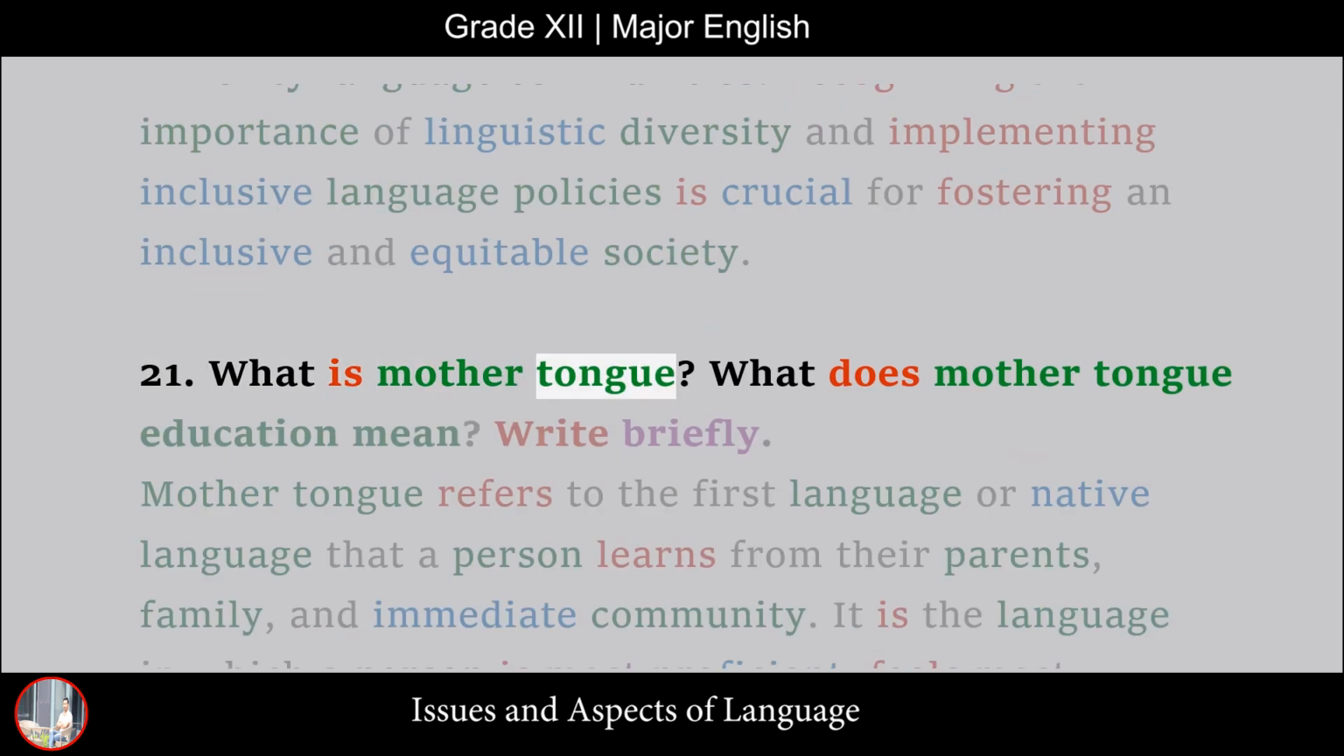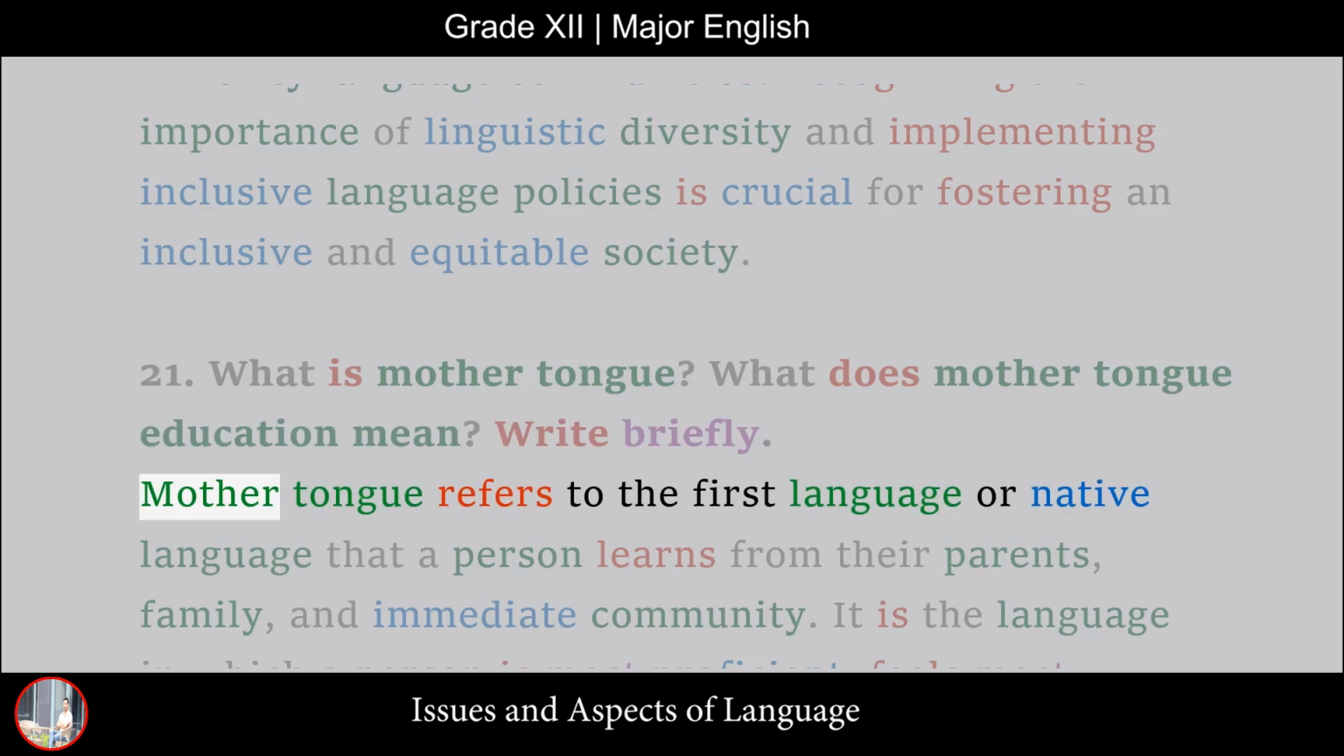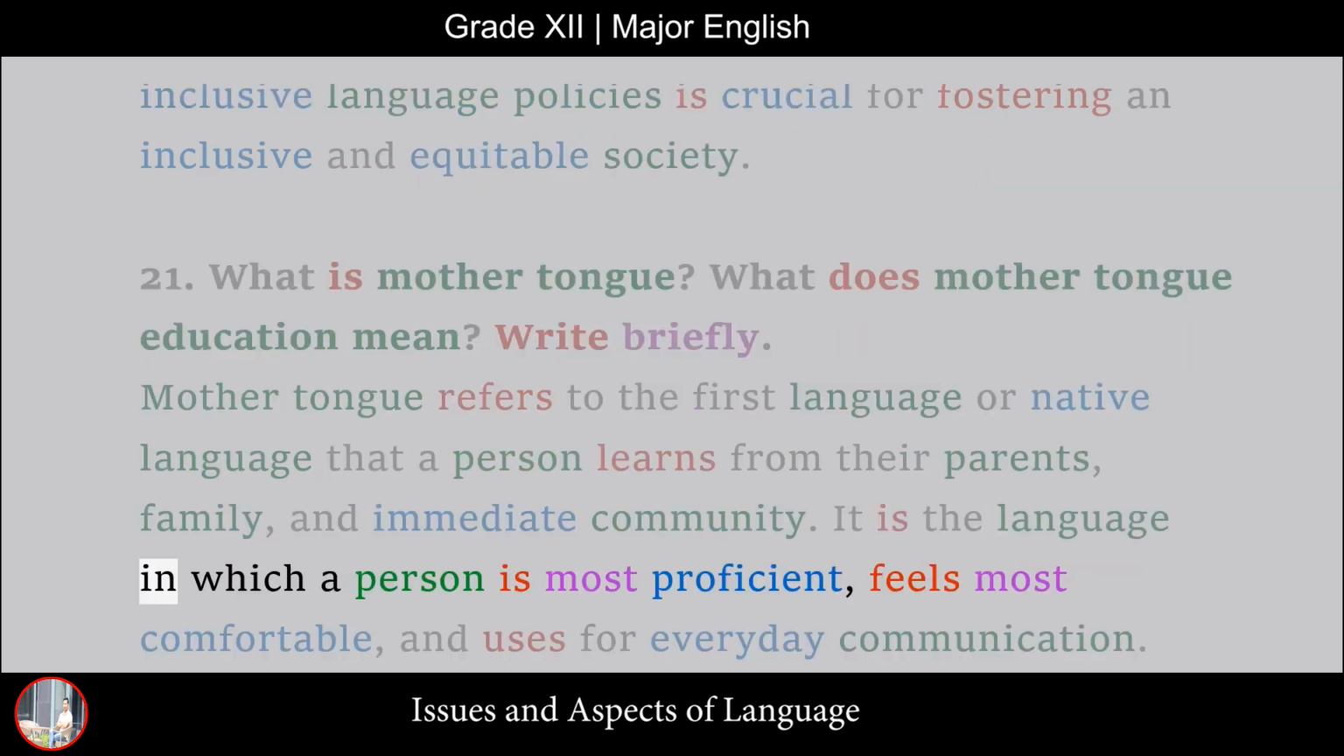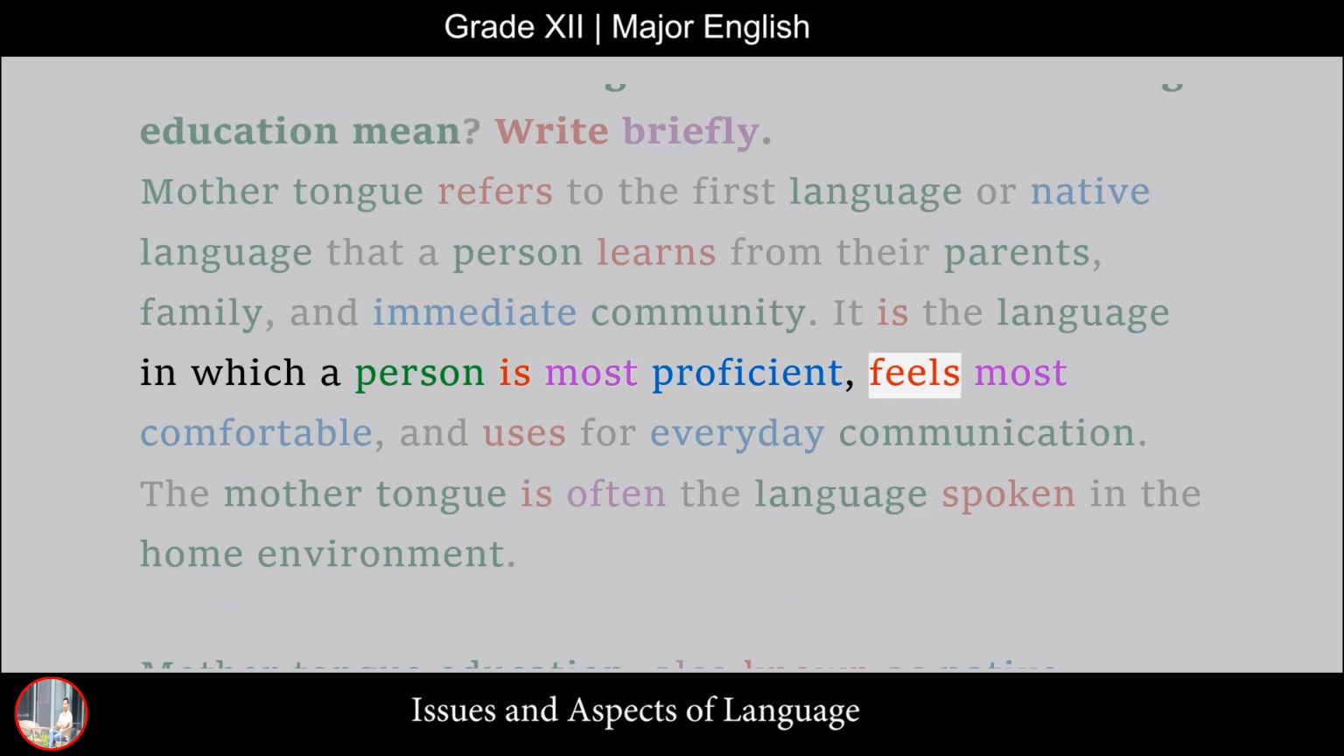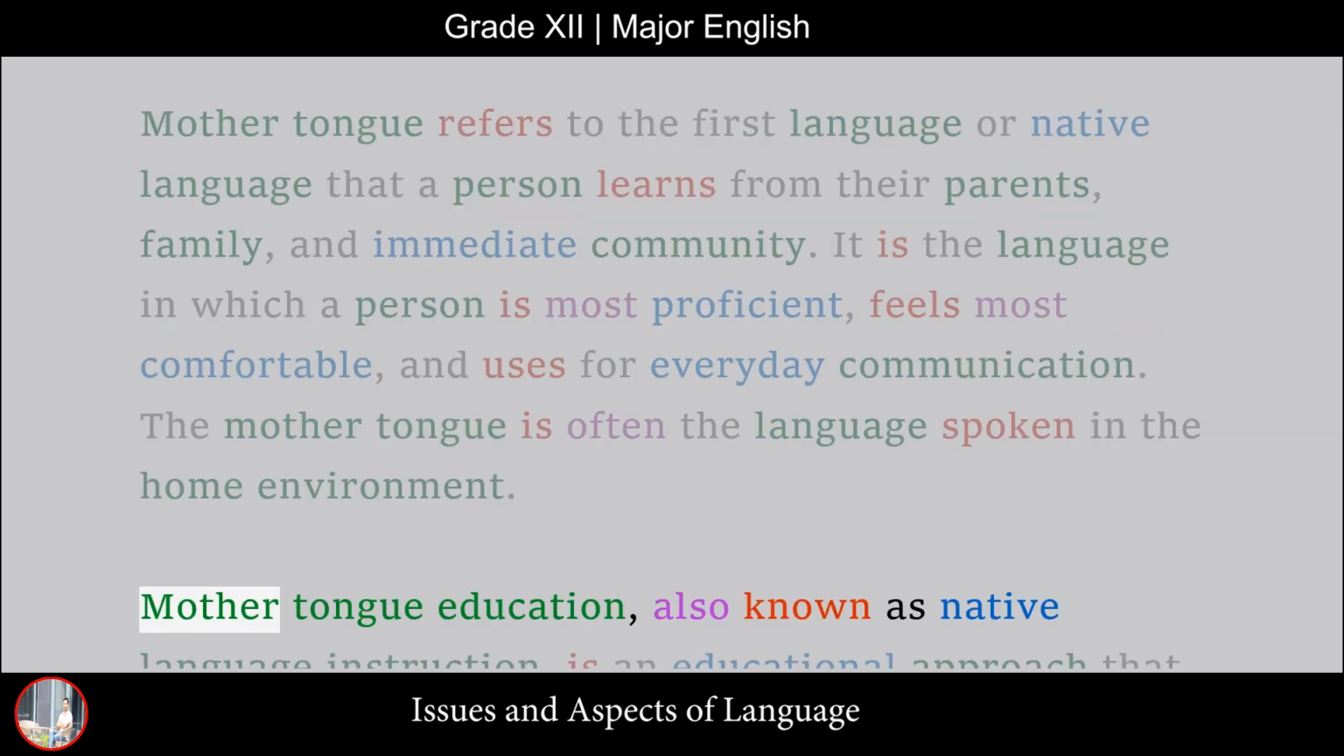21. What is mother tongue? What does mother tongue education mean? Write briefly. Mother tongue refers to the first language or native language that a person learns from their parents, family, and immediate community. It is the language in which a person is most proficient, feels most comfortable, and uses for everyday communication. The mother tongue is often the language spoken in the home environment.